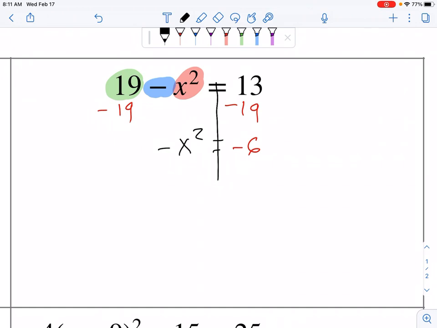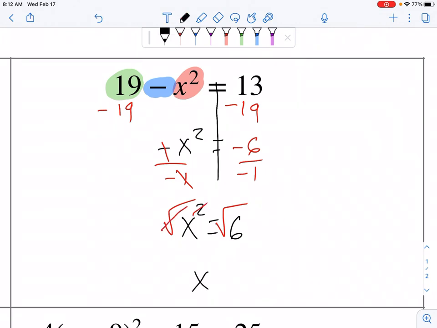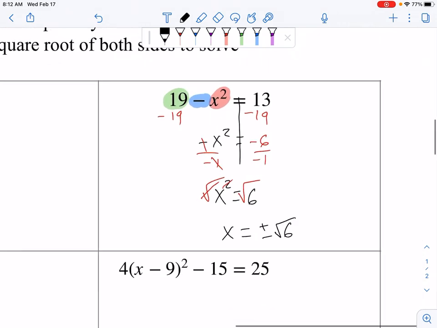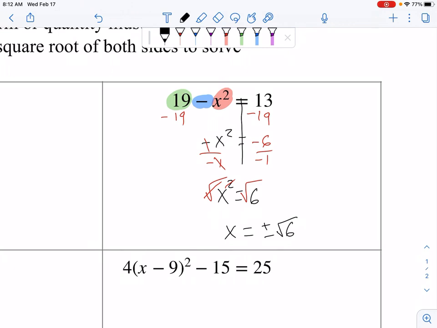Okay, now I need to get rid of this negative that's multiplying with x squared. So I'm going to divide by negative 1 because that's going to get those to cancel out to become positive x. What I do to one side, I have to do to the other. So that's going to make it now a positive 6. And now I can solve by taking the square root. So those cancel out. X is by itself. I can't simplify the square root of 6. Anytime we're taking the square root with an equal sign, we're going to use a positive or negative. So that would be my solution there.